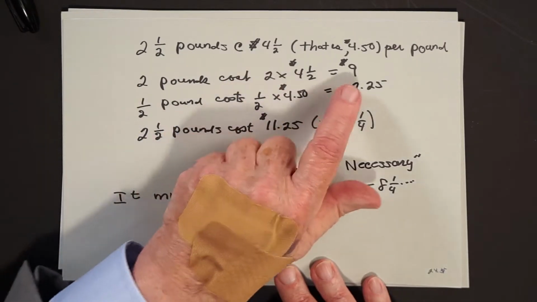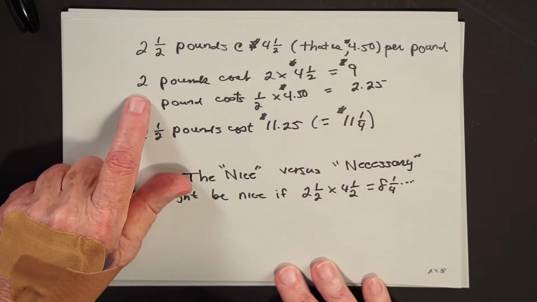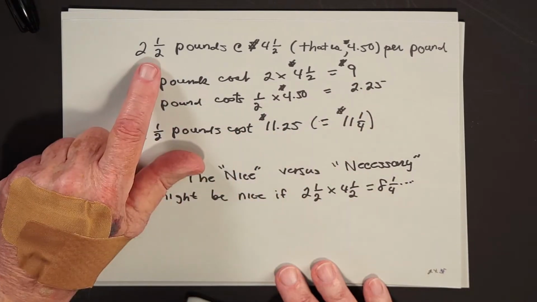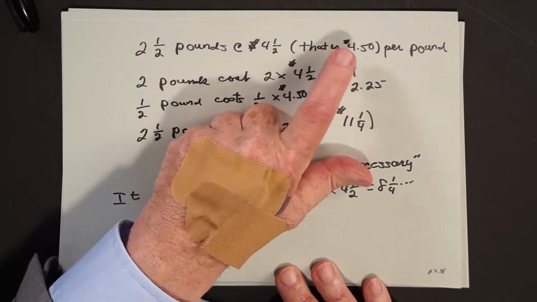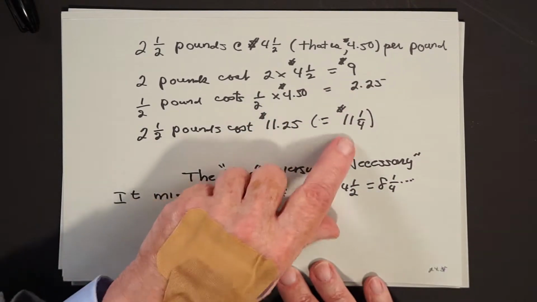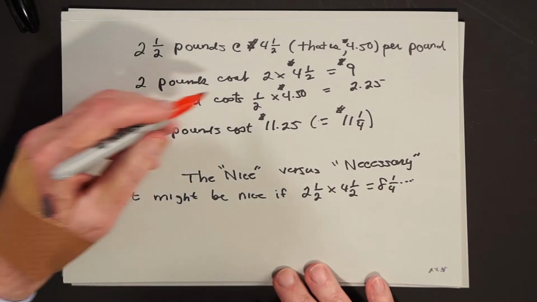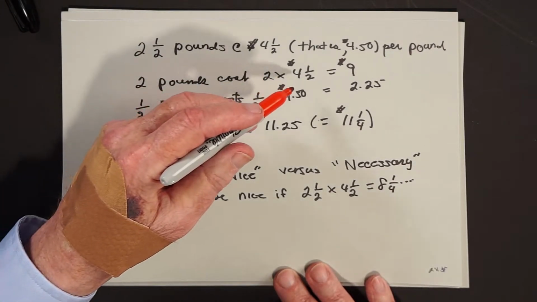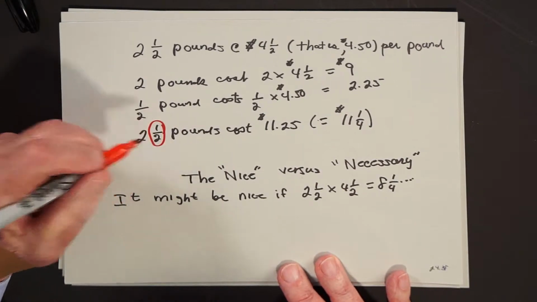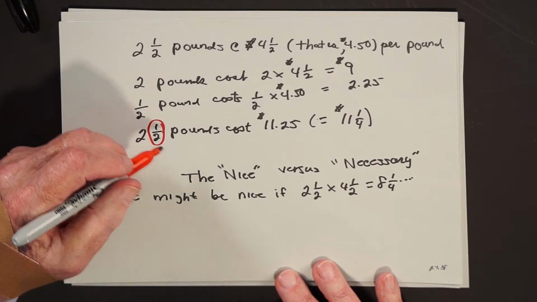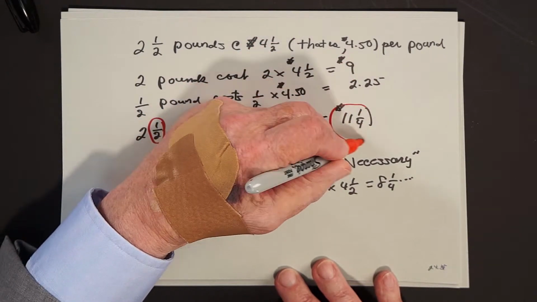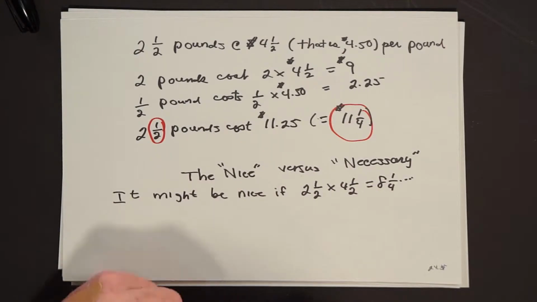But I can do this another way. If each pound costs $4.50, then 2 pounds is going to cost $4.50 twice. That's $9. And the 1/2 pound is going to cost half of $4.50. That's $2.25. So altogether, I'm paying 11 1/4. Remember when we took that estimate before, and we said that 2 times 4.5 is 9? Well, that was the part that it would have cost if it wasn't for this extra 1/2 pound. But that extra 1/2 pound costs you half of the $4.50. There's your $2.25. And there's your answer again, 11 1/4.